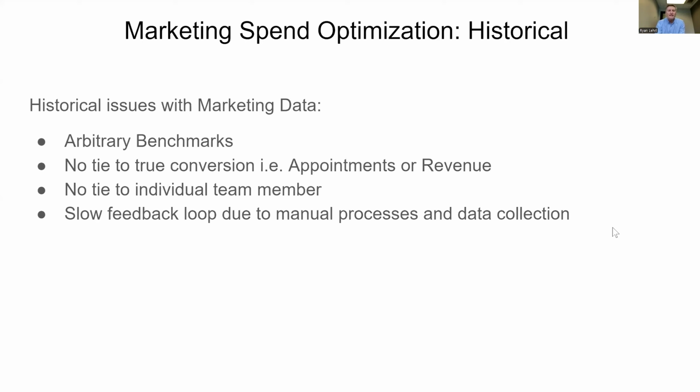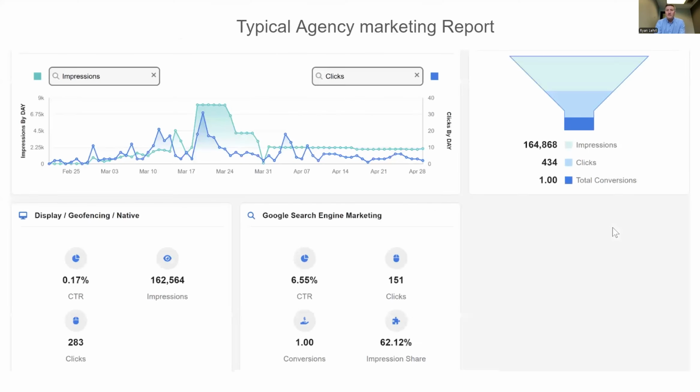You don't have tie-ins to individual team members. Marketing are tracking things, but they're not tied to the VoIP solutions to see how each team member is performing. And anytime somebody does try to do this, you have a very slow feedback loop. This is the example of typical marketing reports. You've all seen them before. And what you're looking at here are the typical metrics that they hold themselves accountable to.